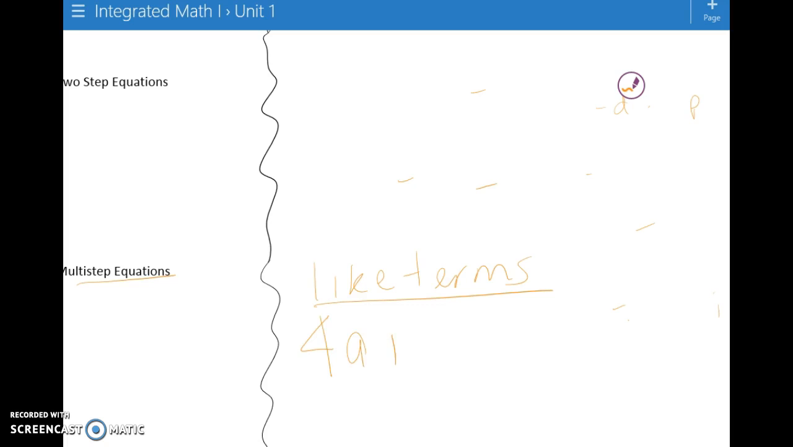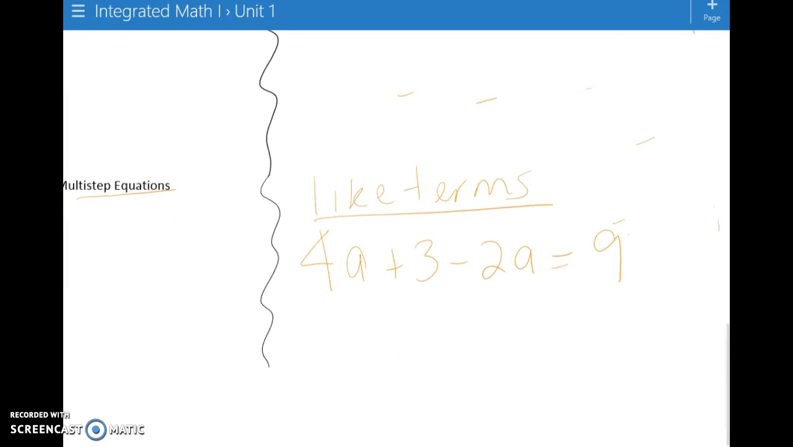So 4a plus 3 minus 2a equals 9. All right, so I'm assessing the situation. I want a by itself. The first thing I notice is I have 2 a's. So we can combine these like terms. They are alike because they both have a's on them. So I'm going to combine them.